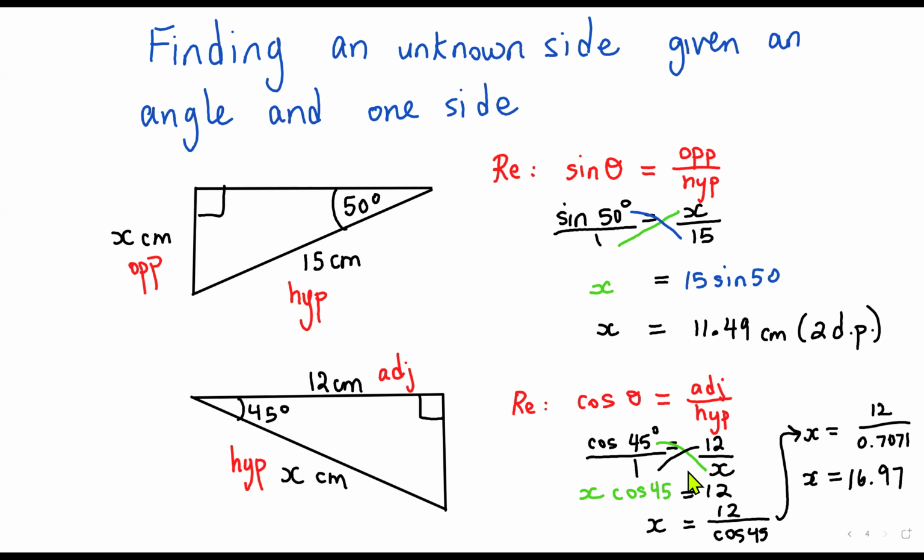And once we got that, we put cos 45 over 1 so that we have two fractions on either side, and we cross multiply. So cos of 45 degrees times x is equal to 12 times 1. And then we said, therefore, if x times cos of 45 is 12, then x will be 12 divided by cos of 45. All right, so let's do another one.